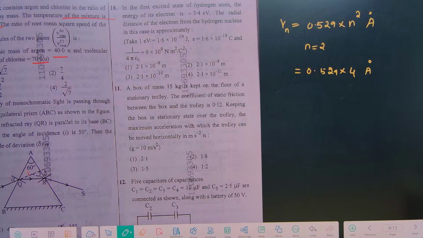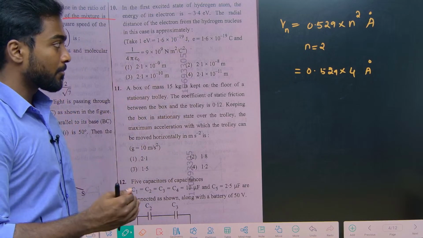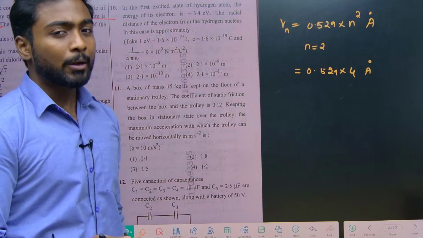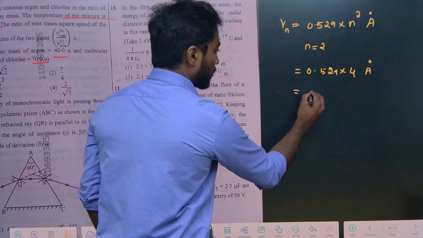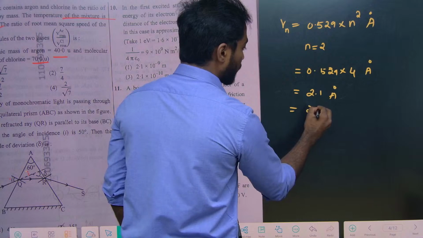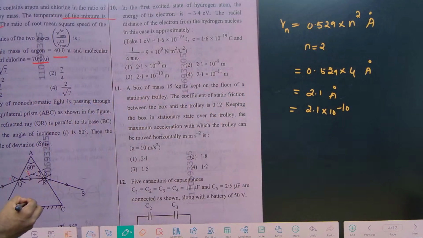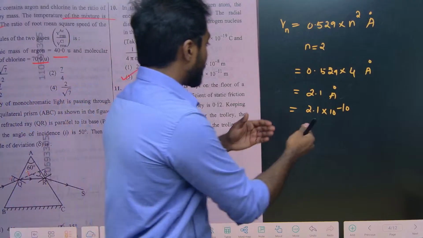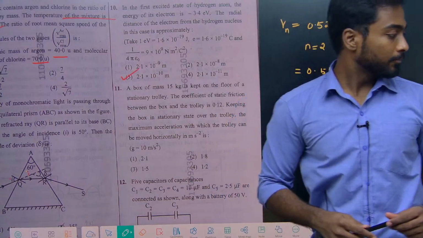So 4 times, no, so 4 times in the sense 500 into 4 is 2000, 29 into 4, like we'll take 30. 30 into 4, it is 120. So 2.1 approximately, can I take 2.1 Angstrom? I can write it as 2.1 into 10 power minus 10. So the answer, option 3, I am getting the value 2.1 into 10 power minus 10 meter.